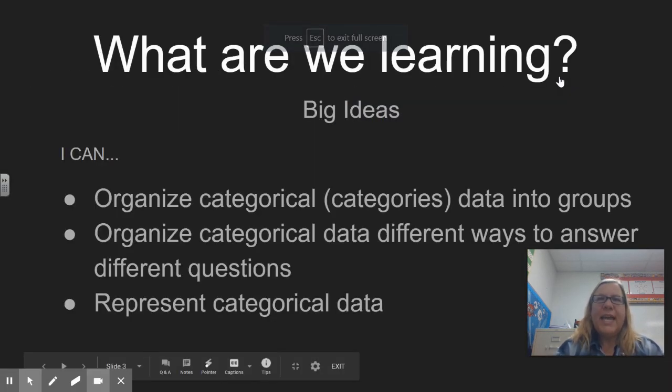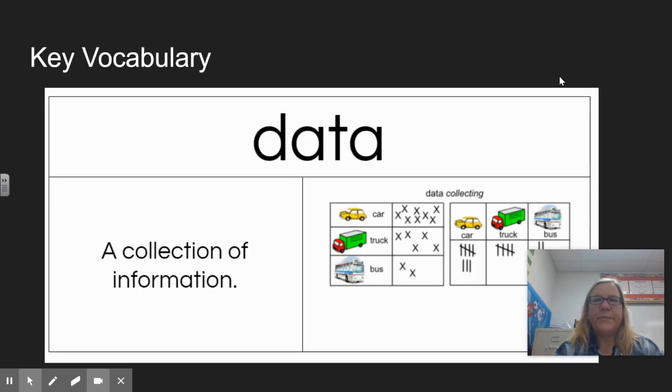So what are we learning today in this lesson? Our big ideas are we can learn to organize categorical data into groups. Categorical data means data that comes in categories. We can organize categorical data different ways to answer different questions, and we can represent our categorical data using a data display like a bar graph.